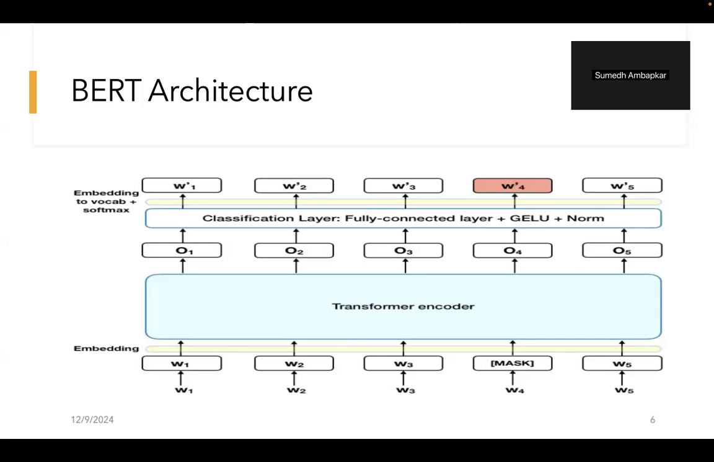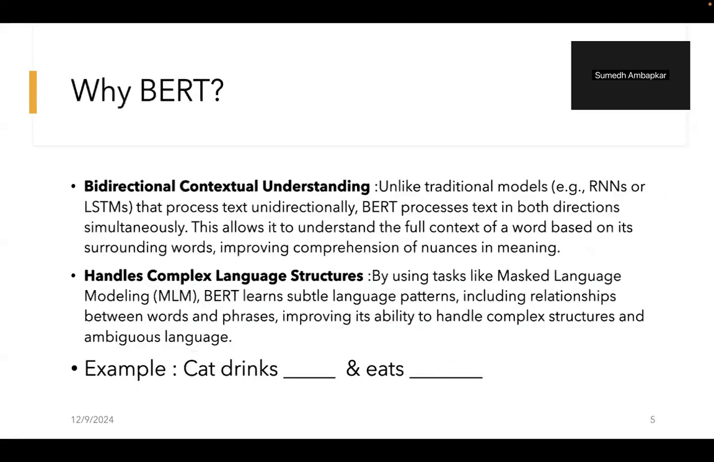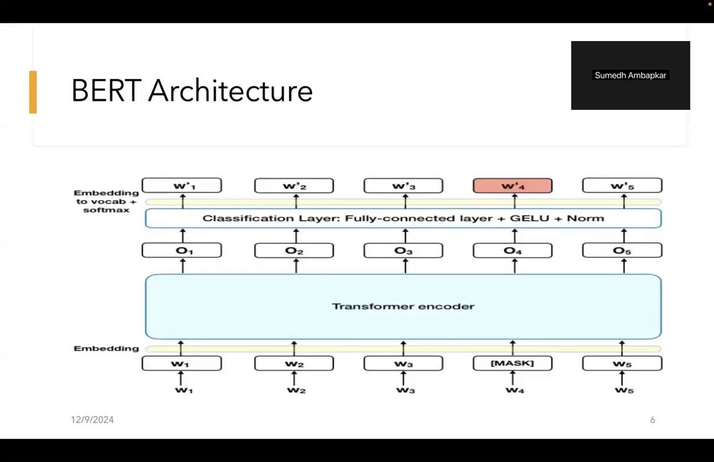Similarly, for the sentence that we saw in the last example, "cat drinks dash and eats dash", if this sentence is given to this architecture, the missing word can be identified by the softmax layer. The word with the highest probability will be assigned to the sentence.